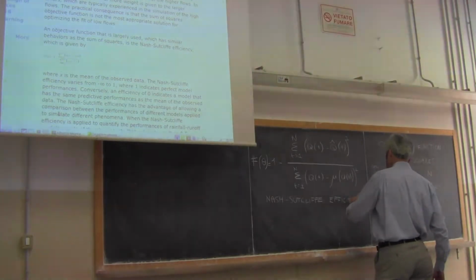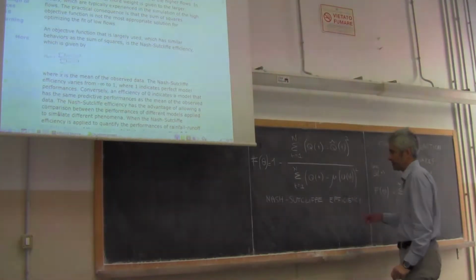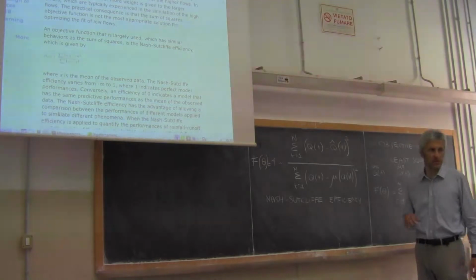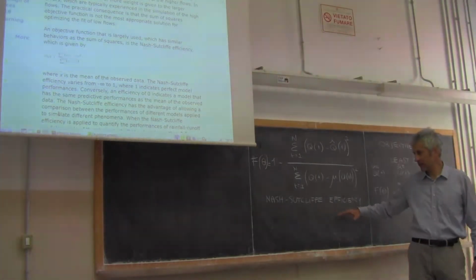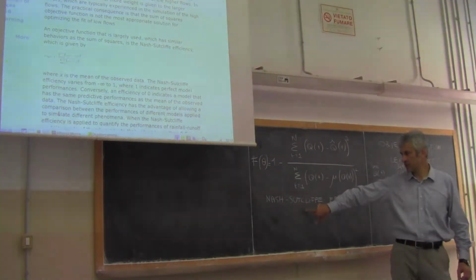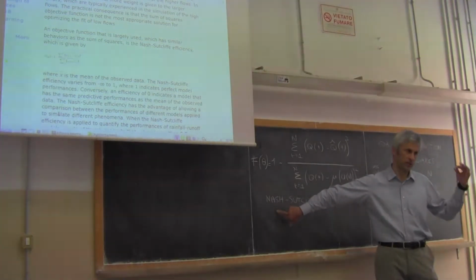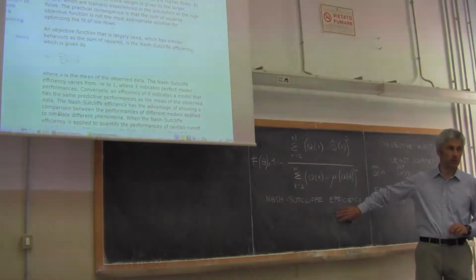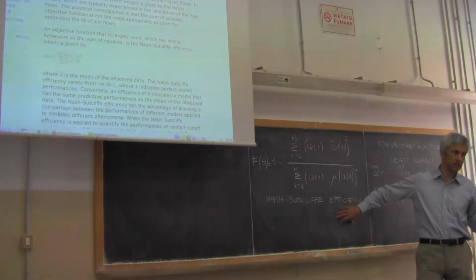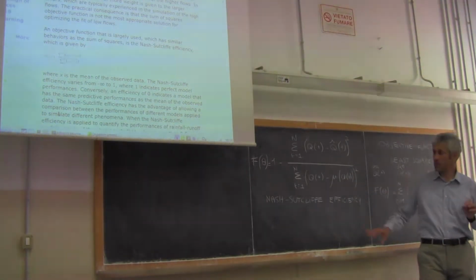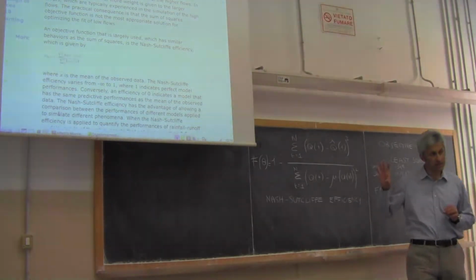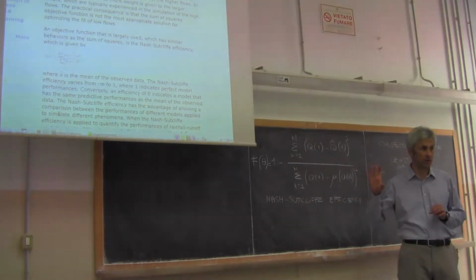I just want to point out to you a curiosity. This objective function was introduced by Nash and Sutcliffe, and Sutcliffe is still alive, and Nash is already gone because he was older and older. It was introduced with a paper that was published in 1970. And this is the most cited paper in hydrology.